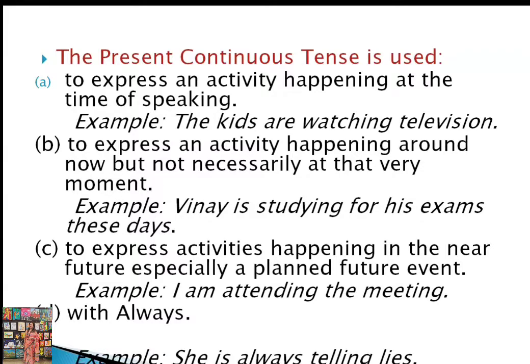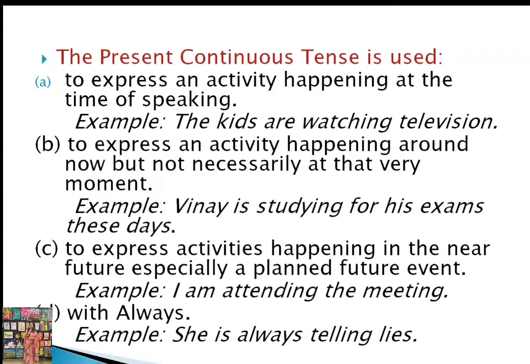And of course, with the word always, we use present continuous tense. For example, she is always telling lies. If there is one friend of yours who is always telling lies, that means it is present continuous. She used to tell lies in the near past, and she is again going to tell lies in the near future, and she is always telling lies. That means she is always doing that kind of activity.